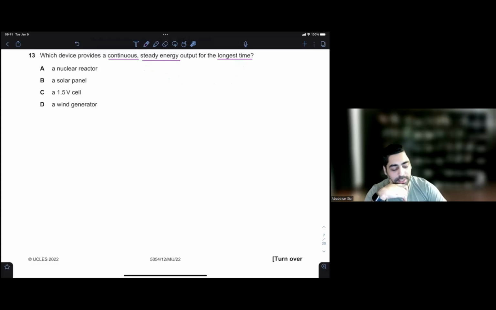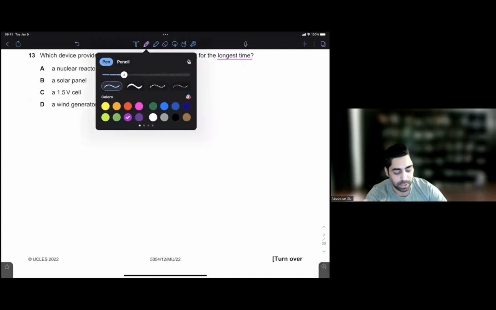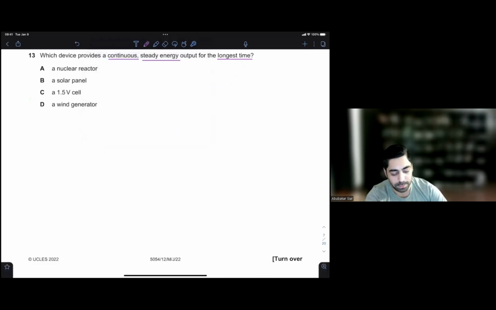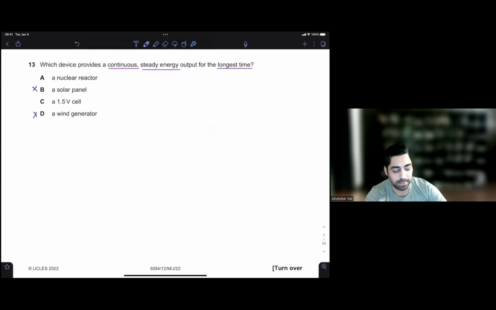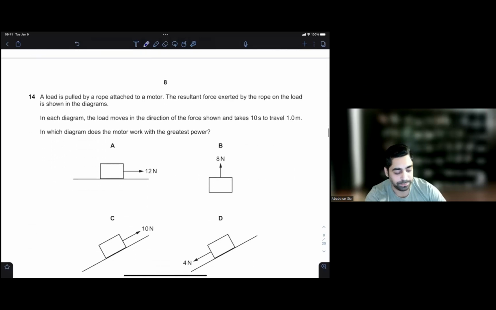So we know that solar goes out, wind goes out. Why? Because it's variable, depending on how much solar energy there is or how much light there is, and then wind, obviously, depending on the wind. So we're left with 2 of these. So these ones are out. Both of these will give you steady supply, but clearly the 1.5 volt cell is going to run out after some time, right? So it cannot be the longest time. The nuclear reactor is going to be the right one.